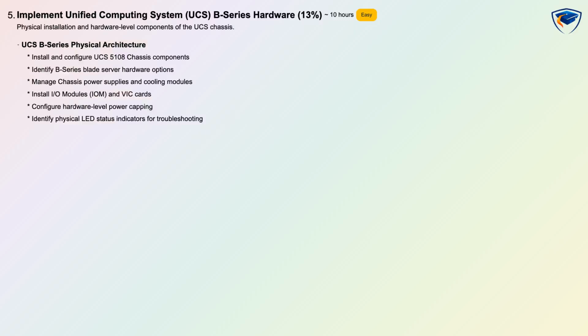The third domain, Unified Computing System, UCS Maintenance and Operations, carries a weightage of 18% and focuses on system lifecycle management, monitoring, and backup procedures. This domain covers topics such as UCS management and monitoring, firmware and backup management, and has an estimated learning time of 15 hours. The assessment type for this domain is scenario-based.